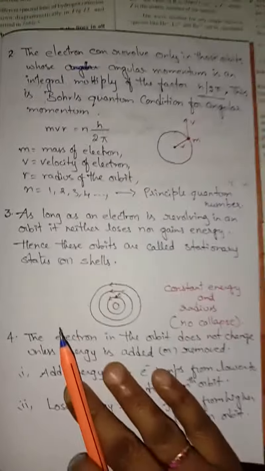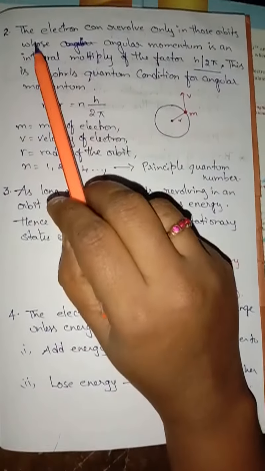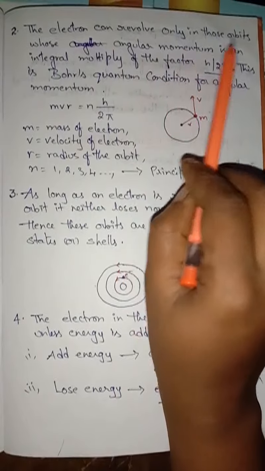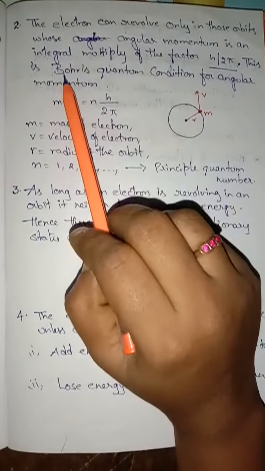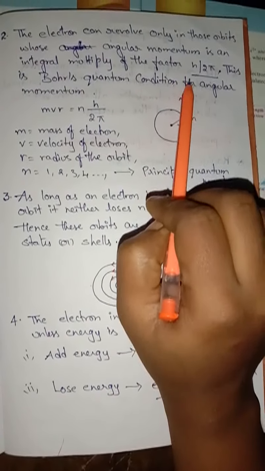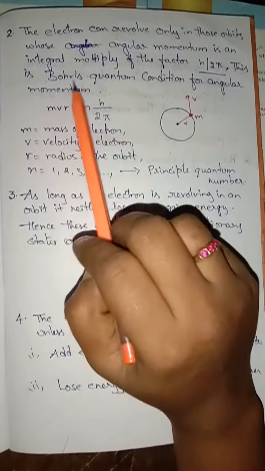What is the next postulate then? Look here. The electron can revolve only in those orbits whose angular momentum is an integral multiple of the factor h by 2 pi. This is Bohr's quantum condition for angular momentum.